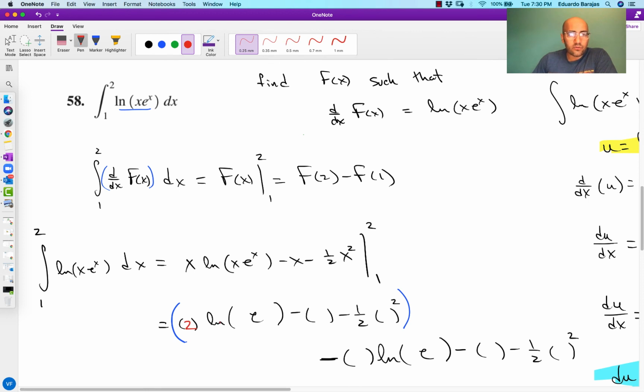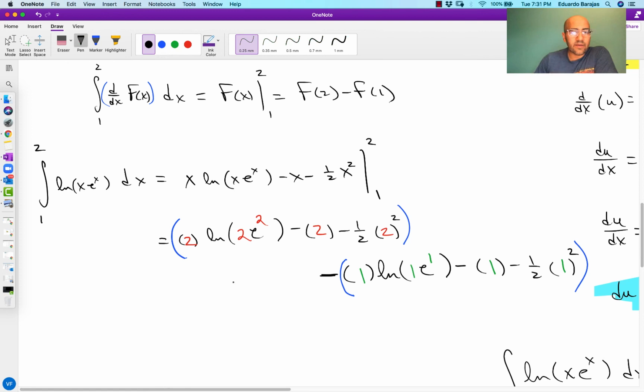So it's going to be 2 ln of 2 e to the 2 power minus 2 minus 1/2 2 squared. That's all of them evaluated at 2. Minus, and now it's this entire function here, all of it evaluated at 1. So let's put a 1 there. So it's 1 times ln of 1 times e to the 1 power, minus 1 minus 1/2 1 squared. Good. Okay, so that should take care of everything. Now we just try to simplify it as best we can.